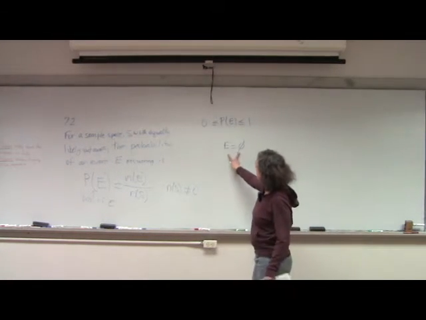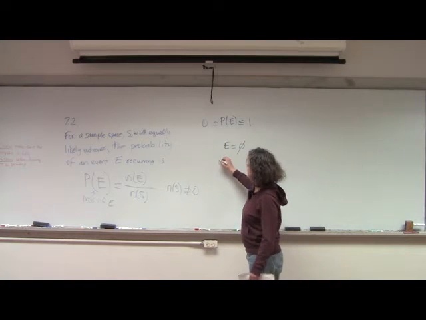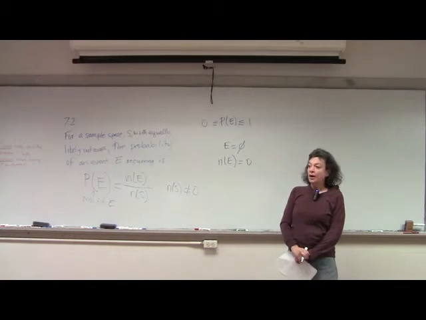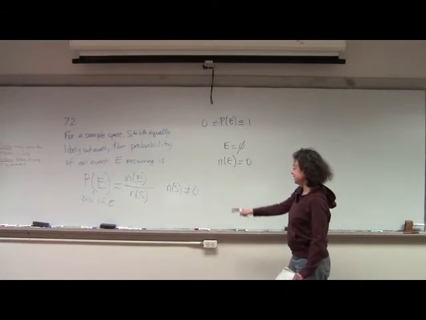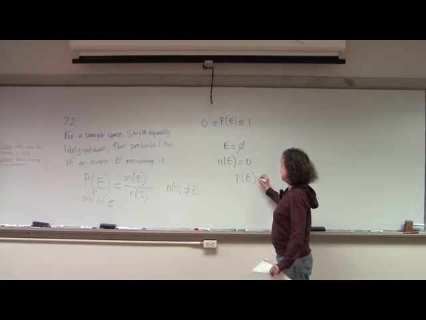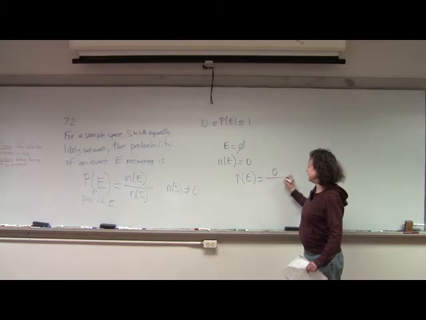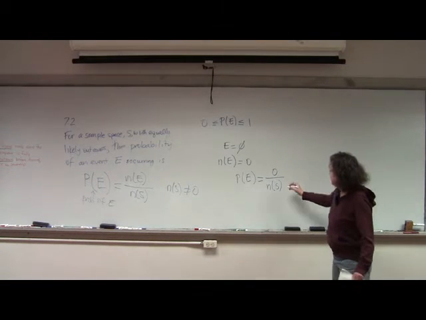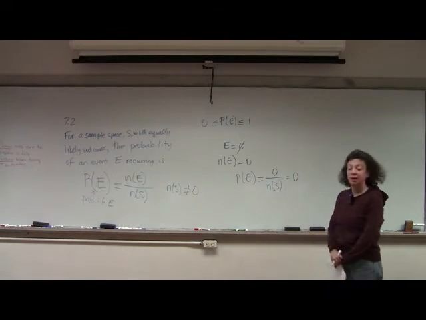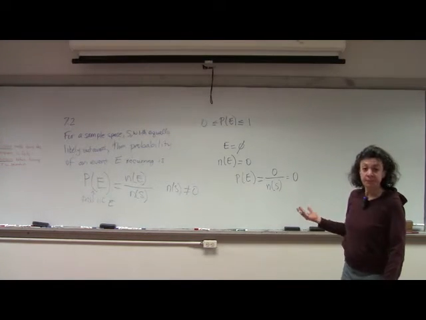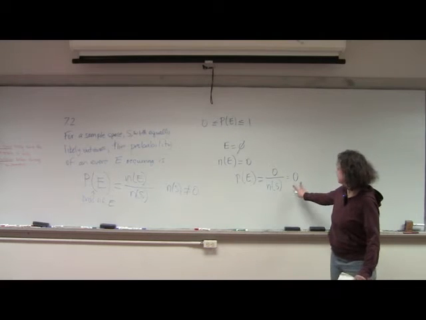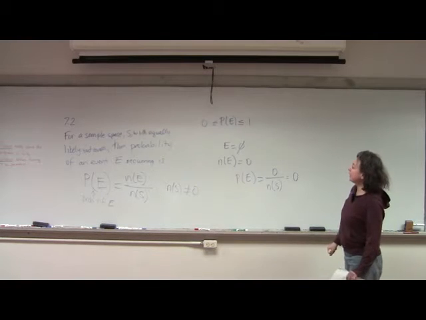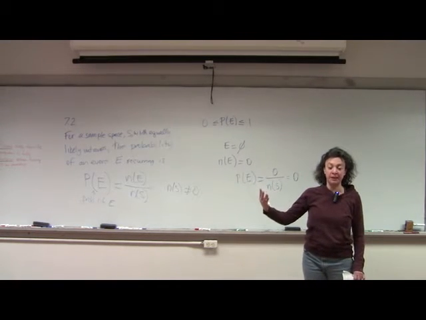Okay? Well, will you agree that if my event is equal to the empty set, the number of elements in my event is 0? All right. Well, if that's the case, then if we talk about the probability of E, well, it's the number of elements in E divided by, who cares what, the number of elements in the sample space, and 0 divided by any non-zero number is always 0. That's why the smallest our probability can be is 0, because the smallest my event can be is the empty set.